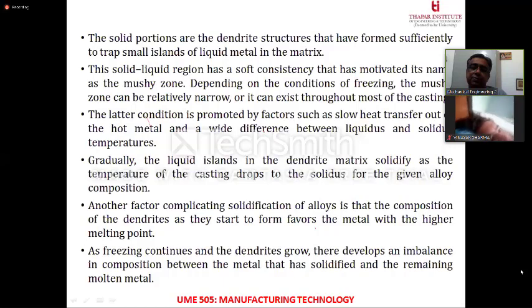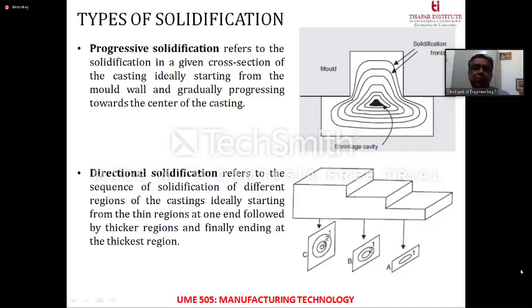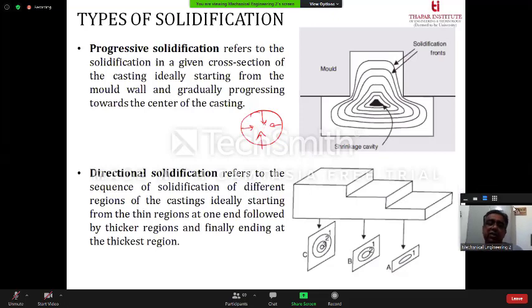So in casting, we are basically focusing on two types of solidification that we generally observe. The first one is called progressive solidification and the second one is called directional solidification. Progressive solidification is where a casting solidifies from the outer surface towards the center. It is solidifying towards the center.